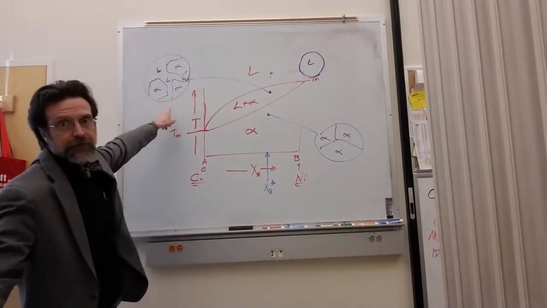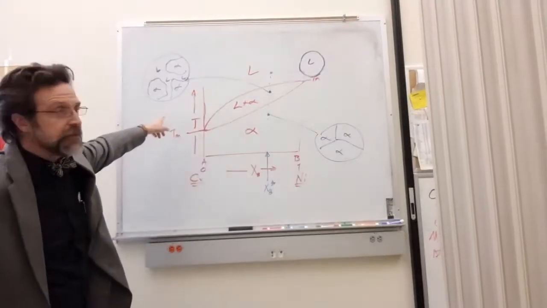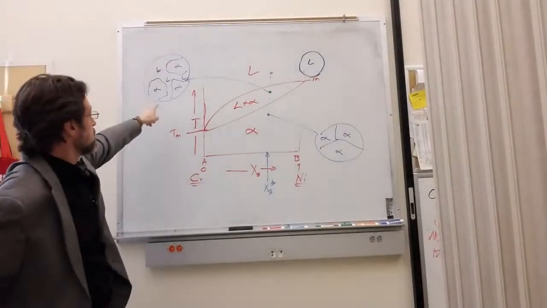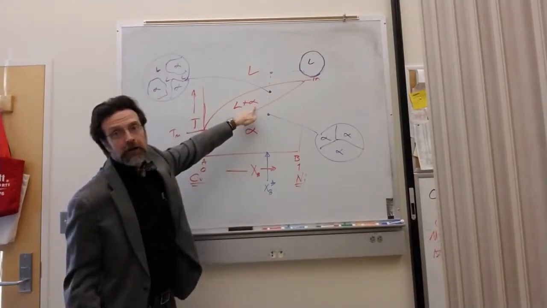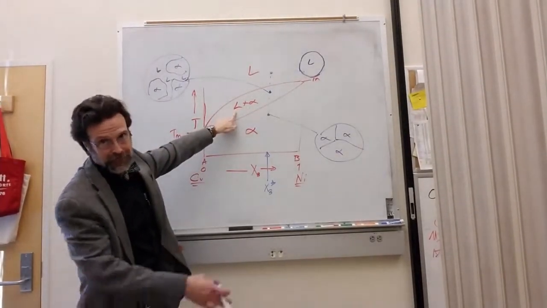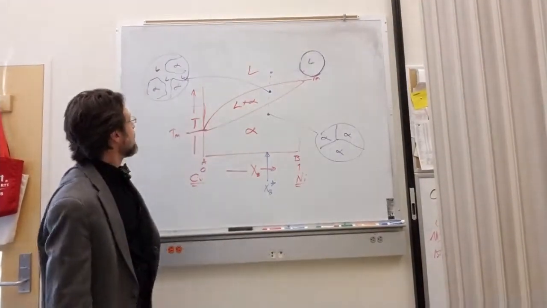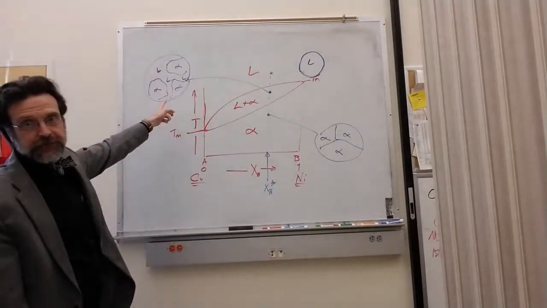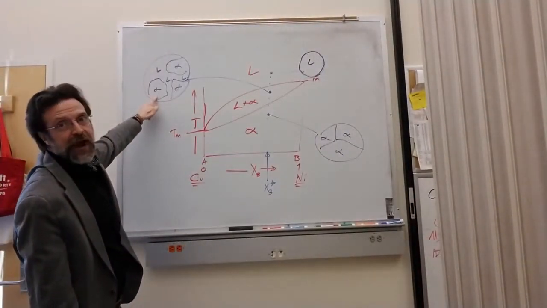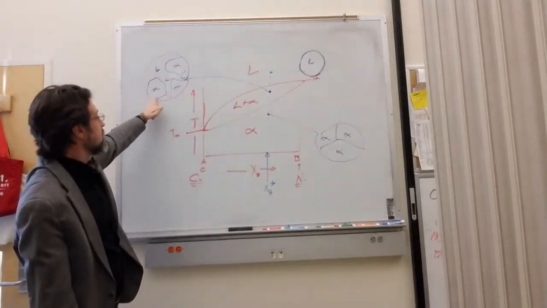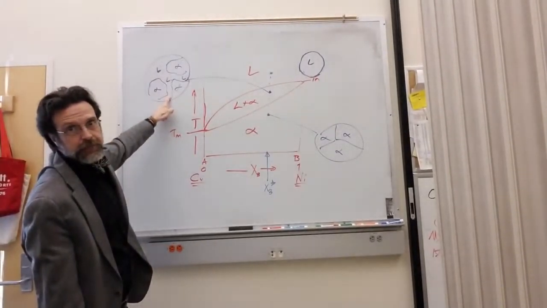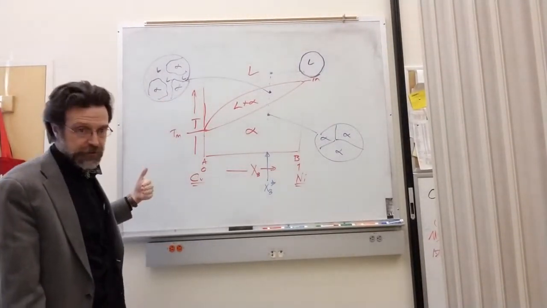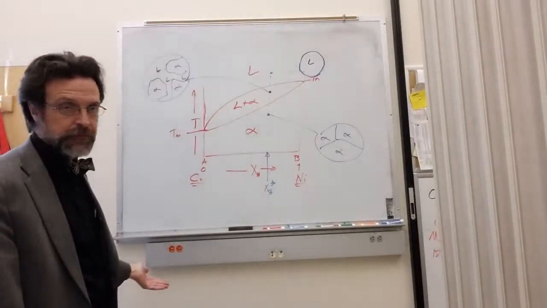A mixture of phases. Some phases are liquid, some phases are solid. The solid phases are alpha, the liquid phases are liquid, L. Now we can ask ourselves, what fraction of this is alpha and what fraction is liquid? And to do that, we're going to use what's called the inverse lever rule.